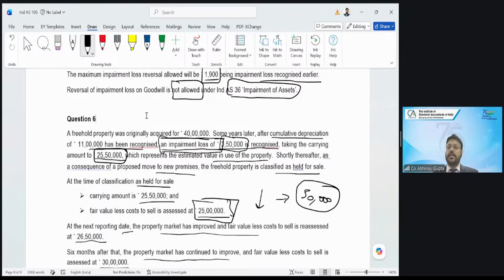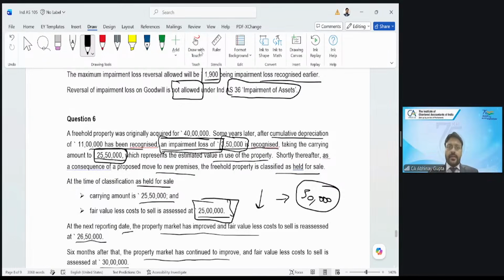So that's all which we have learned under Ind AS 105, which we need to remember. So all these key learnings, I hope you were making notes and noted down all these key learnings so that you can revise them quickly on your examination day, right?